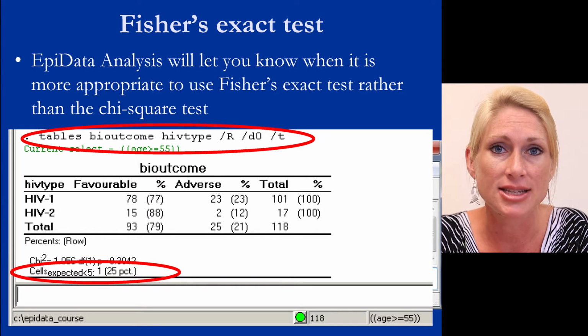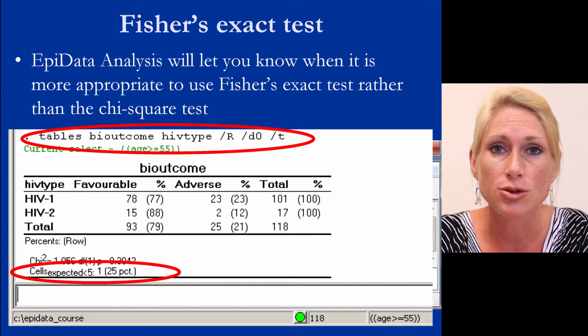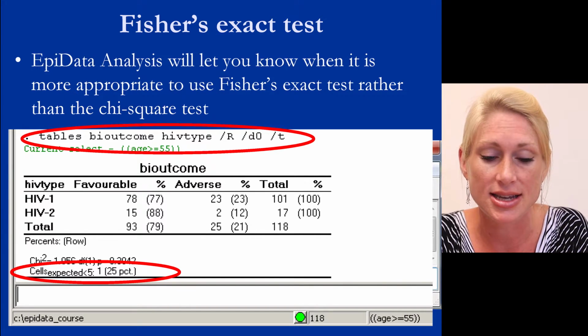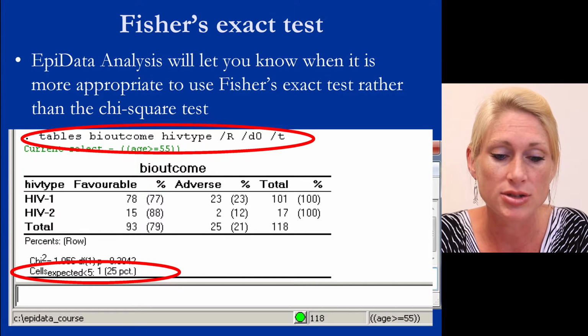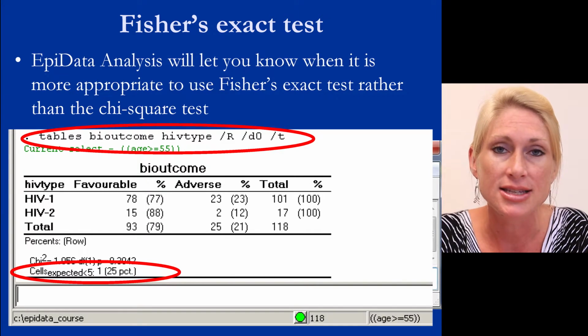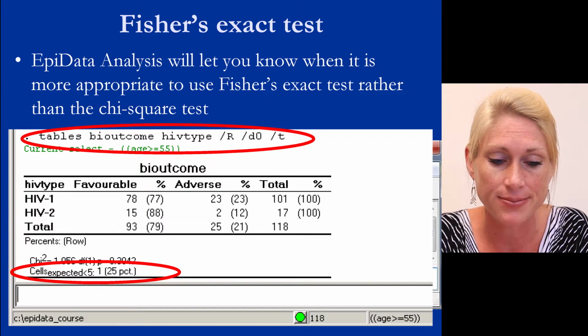In that expected table of results, if any of the cell counts are less than 5, then it is no longer appropriate to use the chi-square test, and the more appropriate test is the Fisher's exact test. So whenever you see this statement below your tabulated output, this is essentially telling you that you need to use the Fisher's exact test rather than the chi-square test.